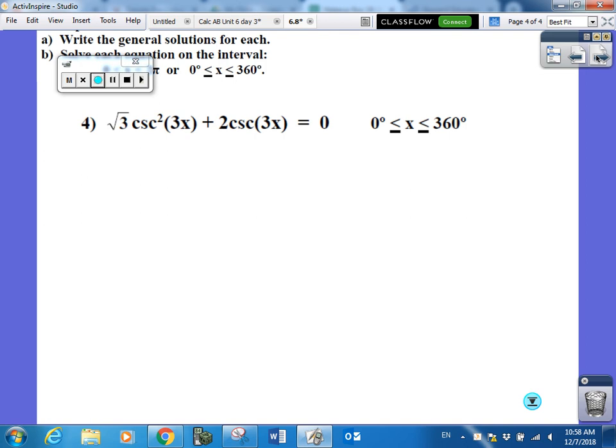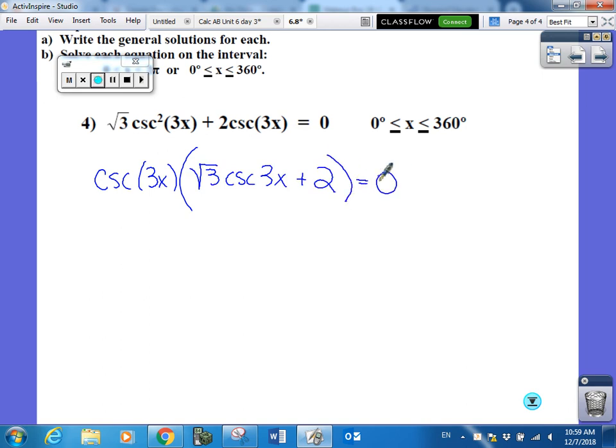We have a cosecant squared and a cosecant. So all we have to do is take out a GCF, which in this case is cosecant 3x. That leaves us with root 3 cosecant 3x plus 2. So now we have our two factors. Cosecant 3x equals 0, and root 3 cosecant 3x plus 2 equals 0.